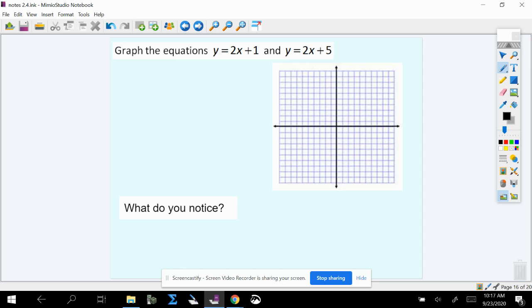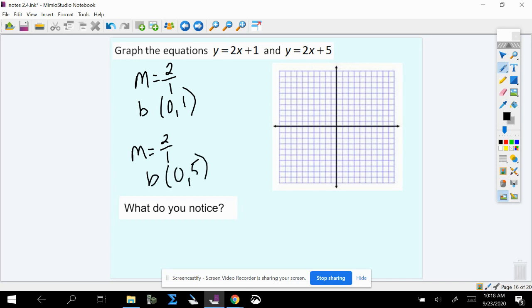The last part of 2.4 is going to focus on special types of lines. So we're going to start with this little warm-up, and that'll lead us into what we're looking at here. We're going to start with graphing 2x plus 1 and 2x plus 5, both on the same set of axes. With the first one, 2x plus 1, my slope is 2, or 2 over 1, and my y-intercept is at (0, 1). For my second one, my slope is also 2, or 2 over 1, and my y-intercept is (0, 5).